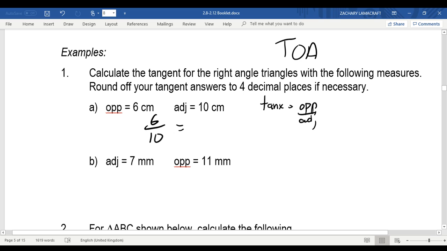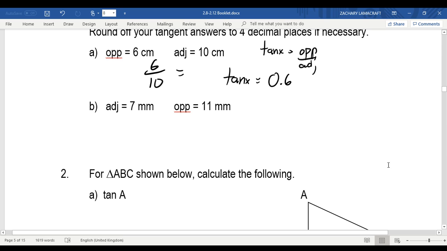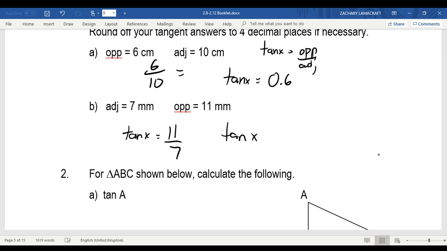What's it equal? Sorry? 0.6, okay? So our ratio there. Okay, the next one, tan x, we know it's equal to opposite over adjacent. What is my fraction going to look like? 11 over 7.